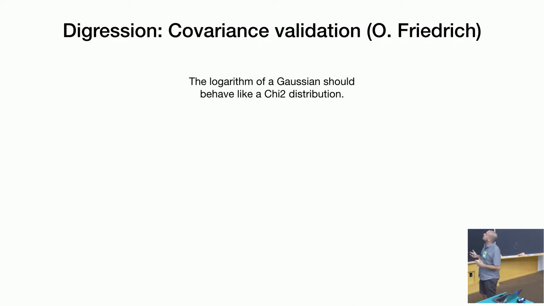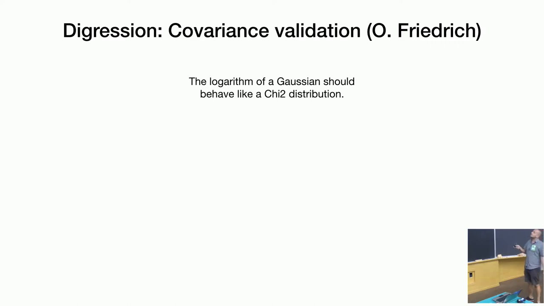Let's do a little digression in my talk. I want to show you an idea of Oliver Friedrich that we are using here in our research group in order to validate covariance matrices, because maybe you can write a covariance matrix as diagonal as possible and everything, but maybe it's not as true as we want. So the idea is to validate using mocks.